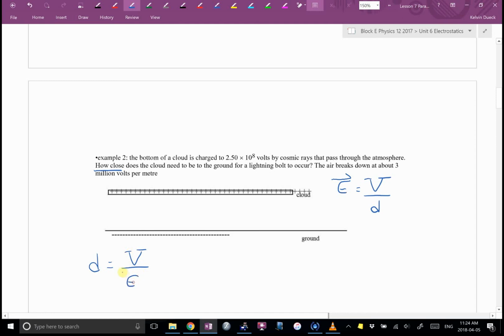So the electric field is about 3 times 10 to the 6th. That's the electric field that you need in order to ionize the air, for the spark to start to jump. If you have a bigger voltage, by the way, you can have a closer distance, so it all depends on how much voltage you have built up in the cloud. Here it says it's 2.5 times 10 to the 8th. How close does this cloud need to be to the ground for lightning to occur?